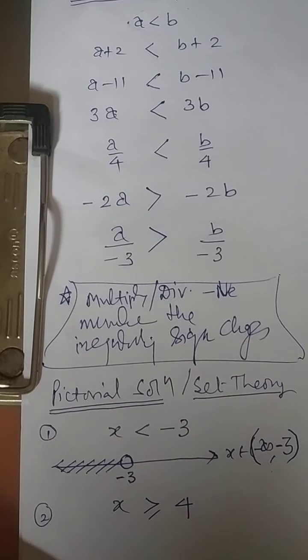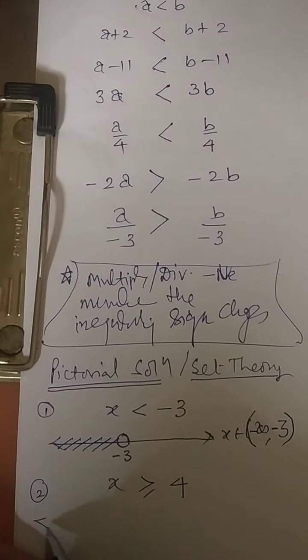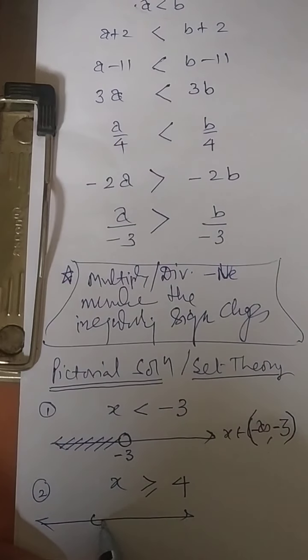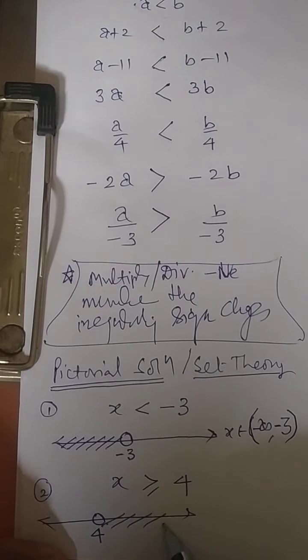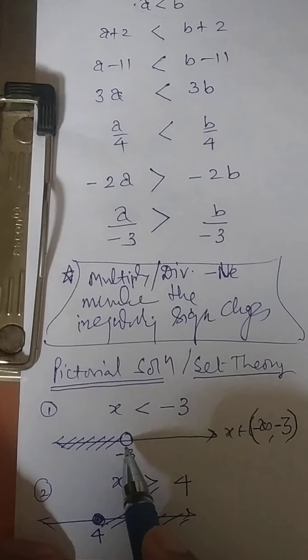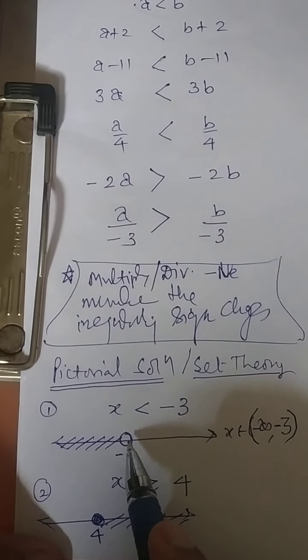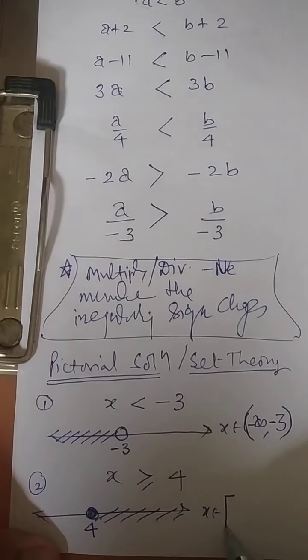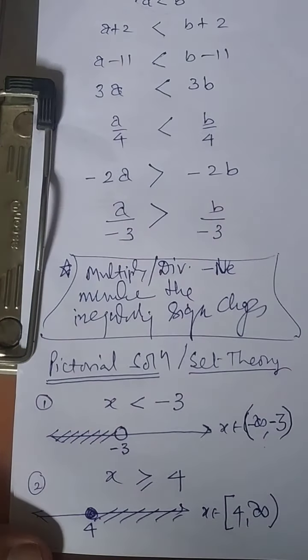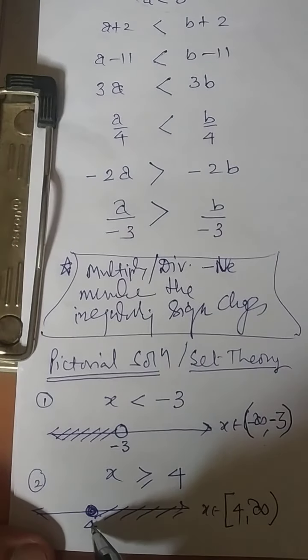Now let us consider this problem. Pictorial form I am just explaining. This circle is nothing but 4. Now x is more than or equal to 4 means all these numbers. Can I consider 4 now? Yes. So I should make it filled here. Hollow means not to be considered. I think we have learned this in set theory also. So your value of x in this case is closed bracket 4 to infinity. Now I think you are comfortable with when it is to be considered and when it is to be left out.